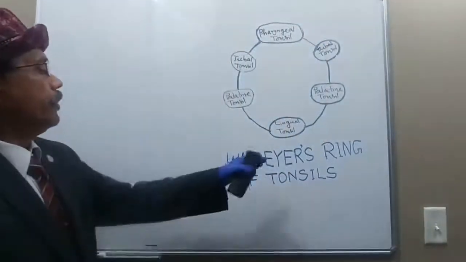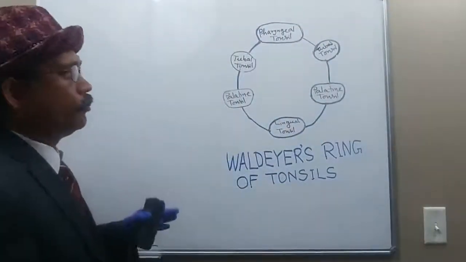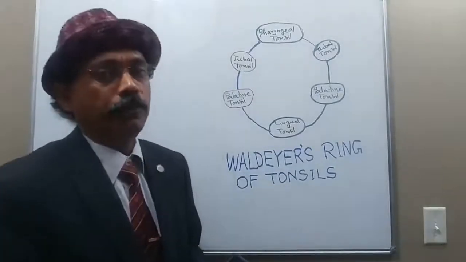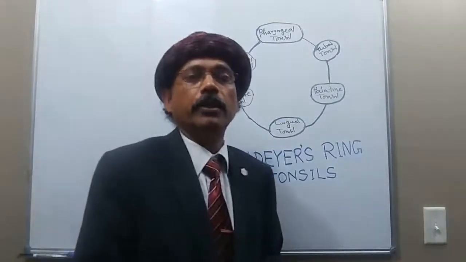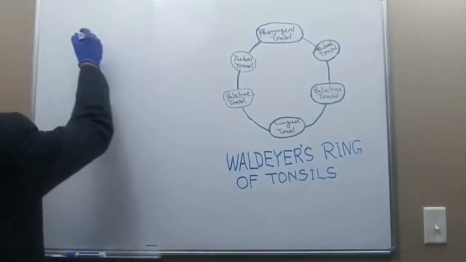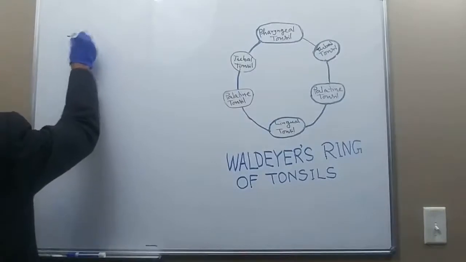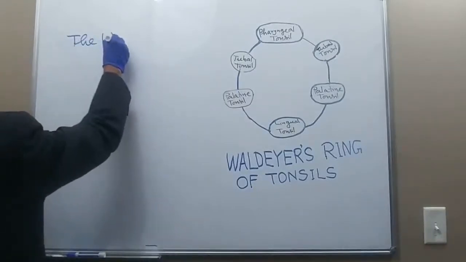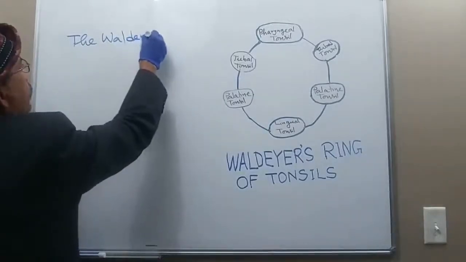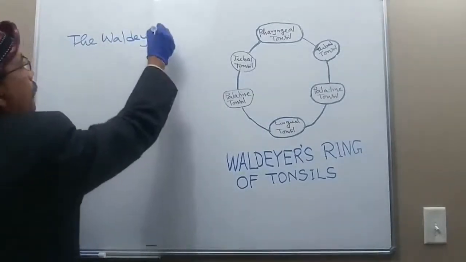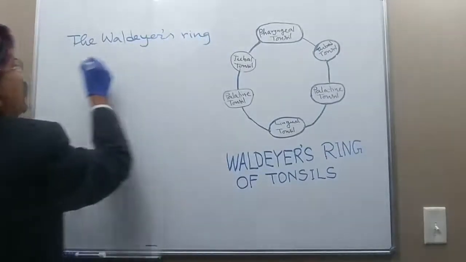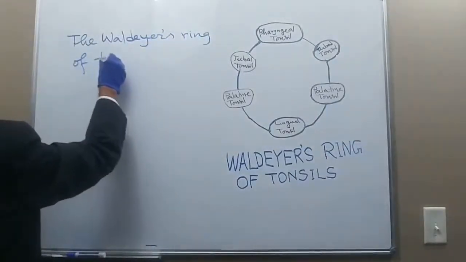Today I will discuss the Waldeyer's ring of tonsils. The Waldeyer's ring of tonsils is a group of tonsils present in the nasopharynx as well as in the oropharynx. So these are the Waldeyer's ring of tonsils.